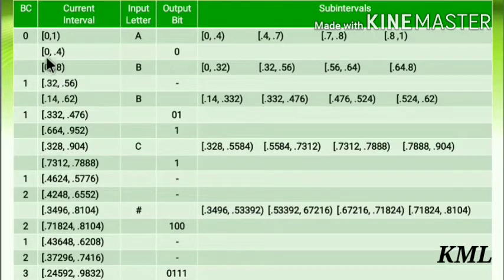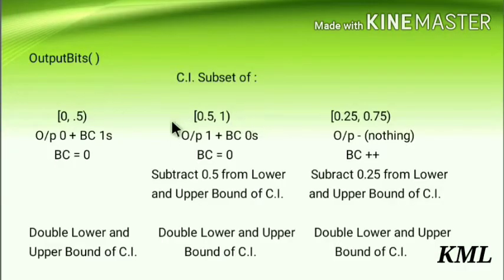So what do you get? Double of 0 is 0 and double of 0.4 is 0.8. So you have to multiply these two by 2, okay. So you get 0.8. So now you got your new current interval. Now you have to check this with the algorithm. So we have 0.8. So check if 0.8 falls in this or this.